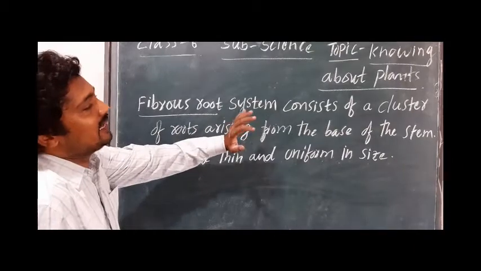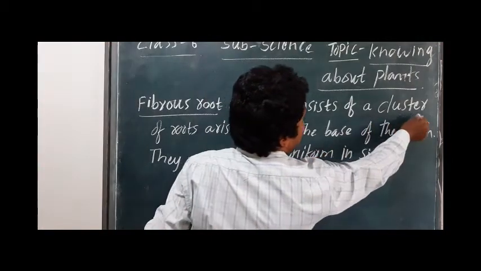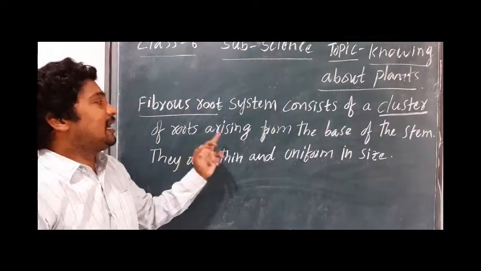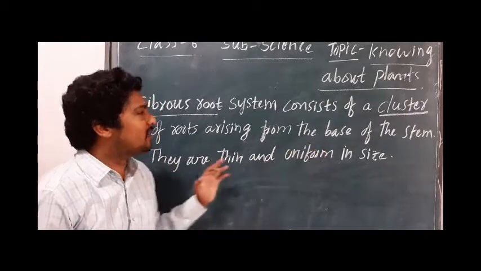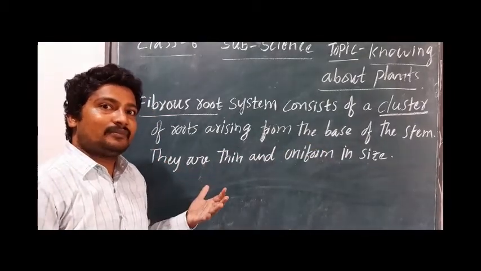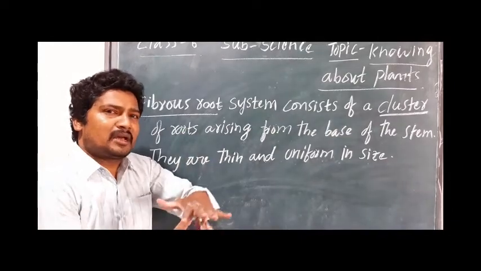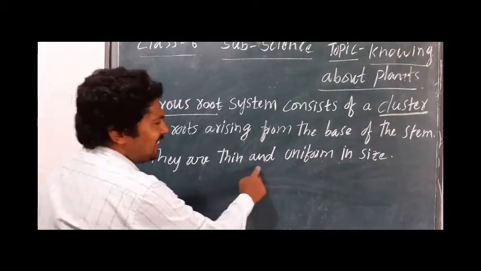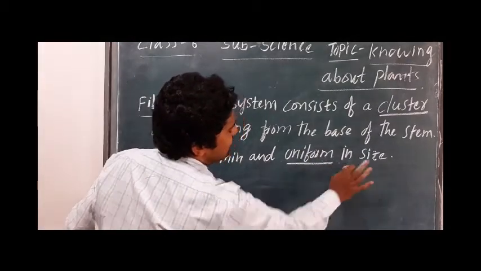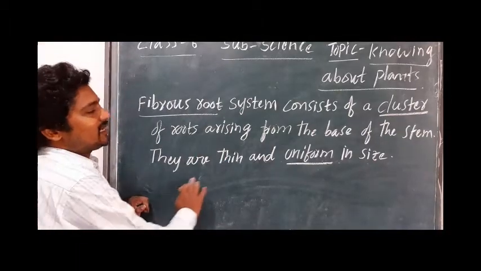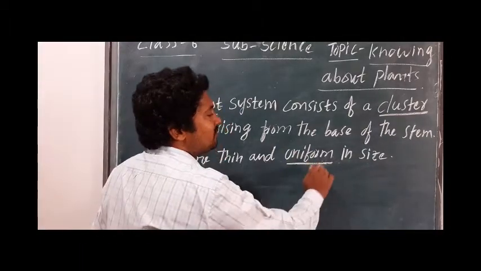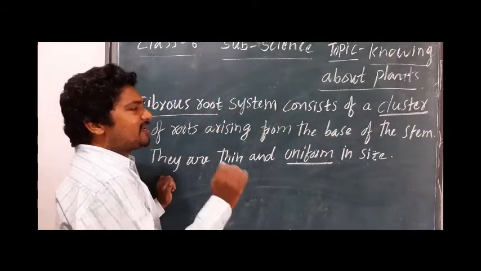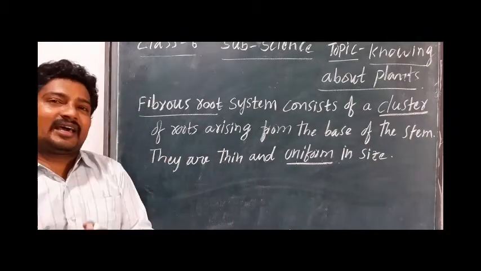Fibrous root system consists of a cluster. A cluster is a group of similar roots arising from the base of the stem. What is the stem? The stem is above the soil. Base of the stem, I will show you here. At the base of the stem, they are thin and uniform in size. This type of roots are uniform and similar, all similar in their size.